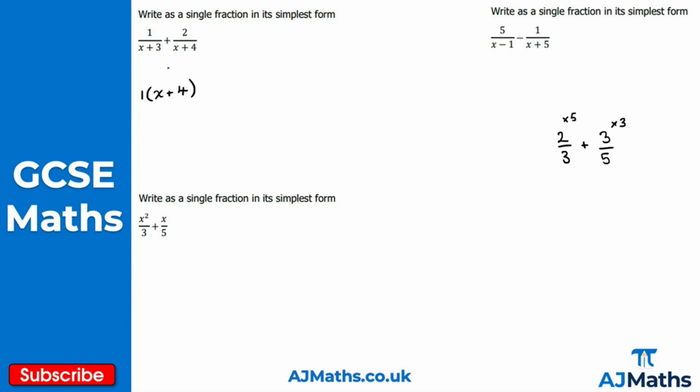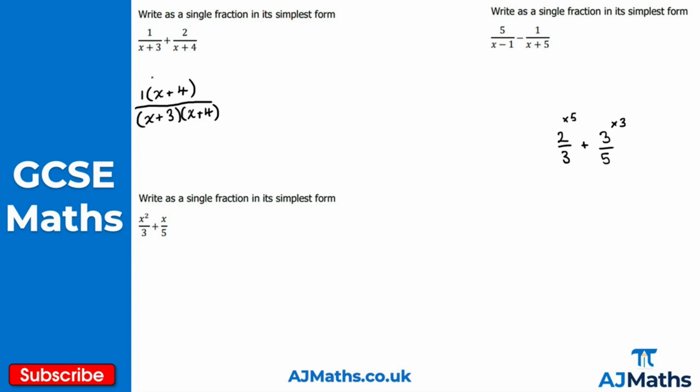Okay, so we're timesing top and bottom here by the opposite denominator. And then in my denominator here, what we get is a product. So I get x plus 3 times x plus 4 there. Okay. And because we want the answer in its simplest form, it makes sense here just to keep this as a product rather than expanding it. Okay. So that's the left-hand fraction.